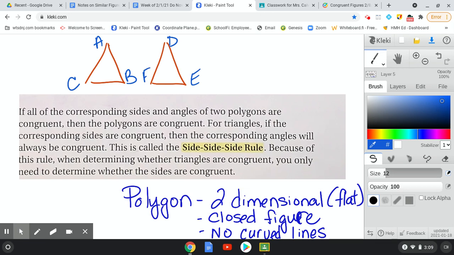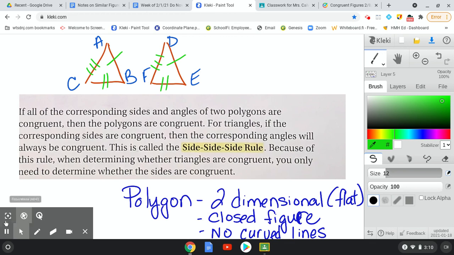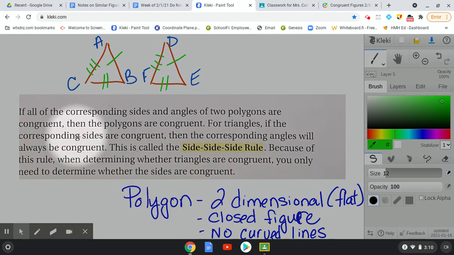It says for triangles, if the corresponding sides are congruent, so I'm going to use tick marks to show which ones are corresponding. So I'm going to say AB corresponds to DE, BC corresponds to EF, and CA corresponds to FD. So I'm basically reading what this is saying. If the corresponding sides are congruent, meaning they're the same, then the corresponding angles will always be congruent. So if in these two triangles, AB corresponded to DE, that means they have the same measurement.